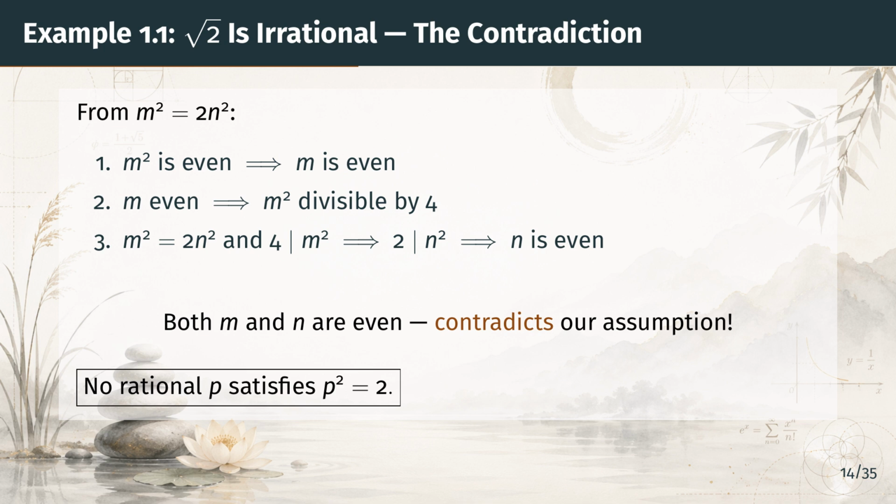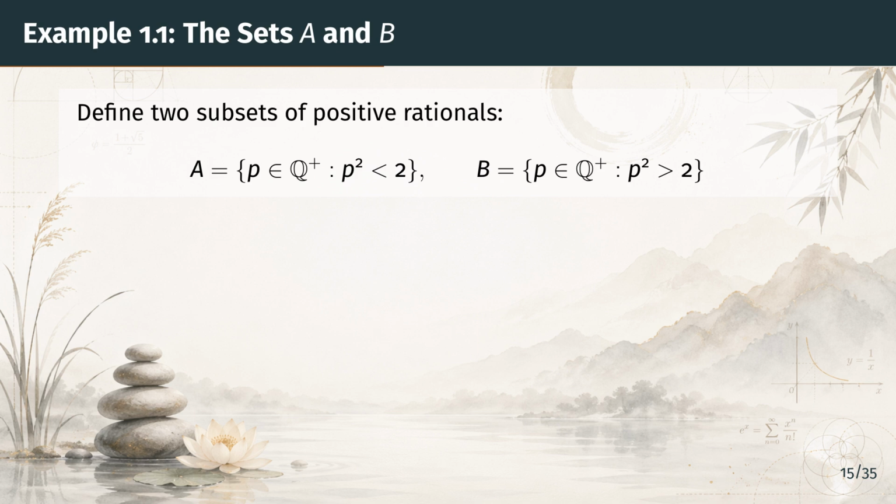Now Rudin examines the situation more closely. He defines 2 sets of positive rationals. The set A consists of all positive rationals whose square is less than 2, and the set B consists of all positive rationals p whose square is greater than 2.